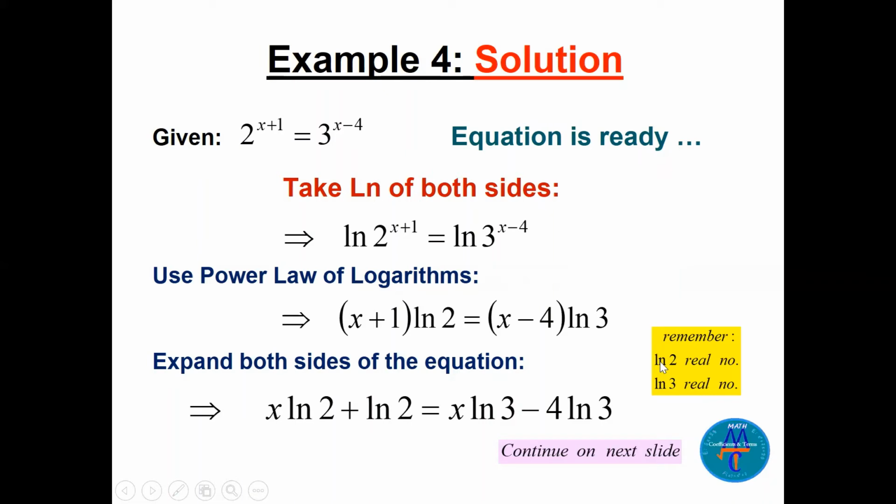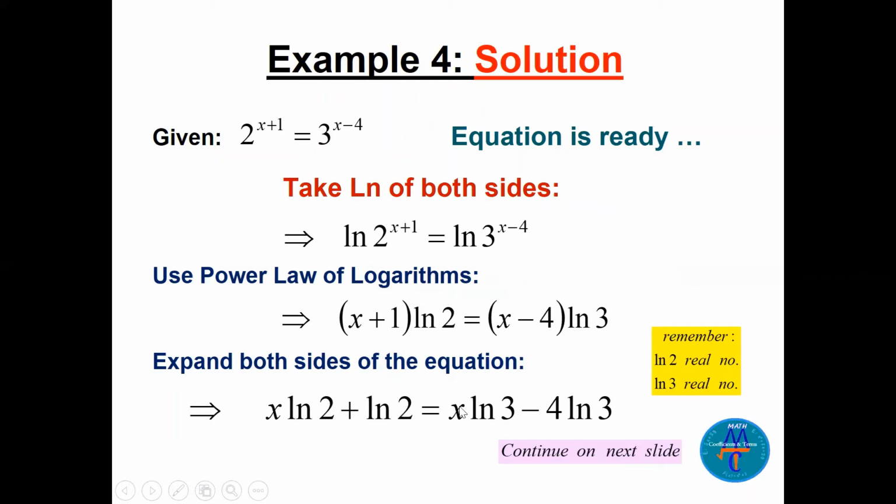Now you can deal with ln of 2. You know this is a real number. If you use a calculator, it will be a real number. Ln of 3 also is a real number. So just leave it like this. Leave it there. Just a real number. You can just imagine it as 1.6, 0.9, whatever. So x times this is x times ln of 2, 1 times that ln of 2.